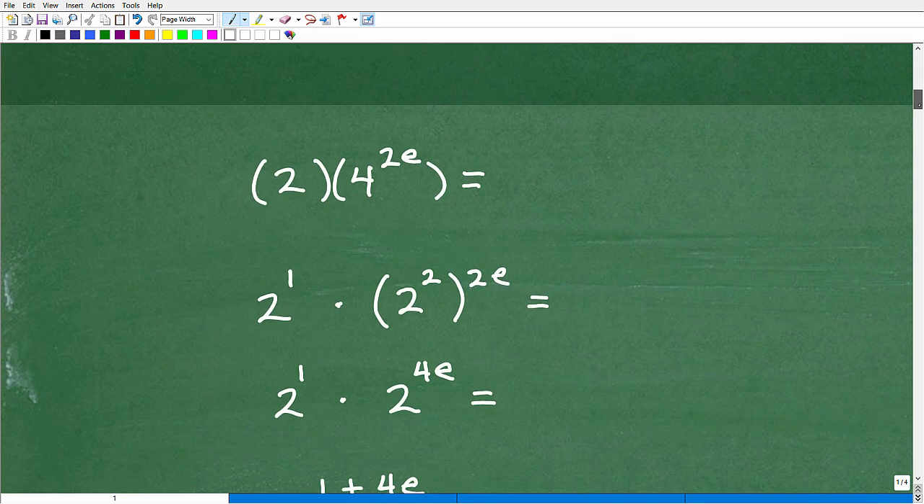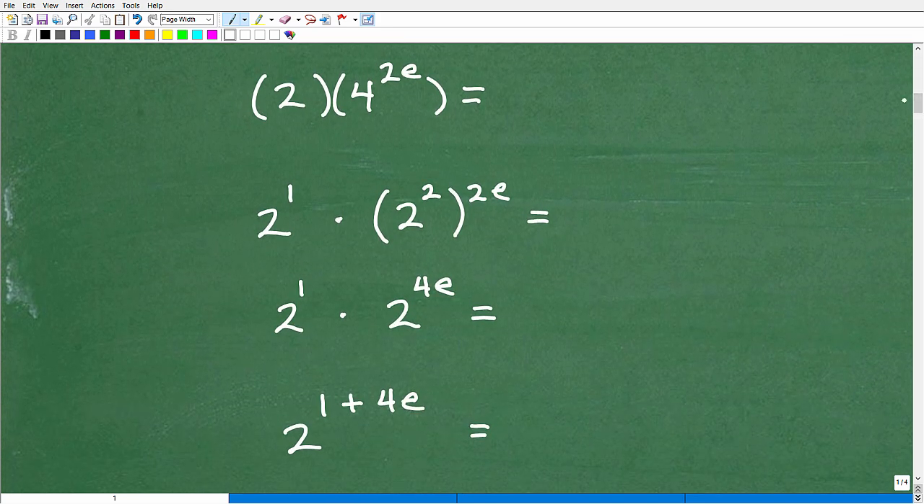I pre-wrote this out so we can just focus in on things. Let's quickly think here. This is a number, but I can think of 2 as 2 to the first, and I have 4. Now, if I have 2 times 4, obviously that is 8. But we're dealing with powers here, very explicitly. So how could I write this in powers? Well, 2 times 4, I could think of the 4 as 2 squared.